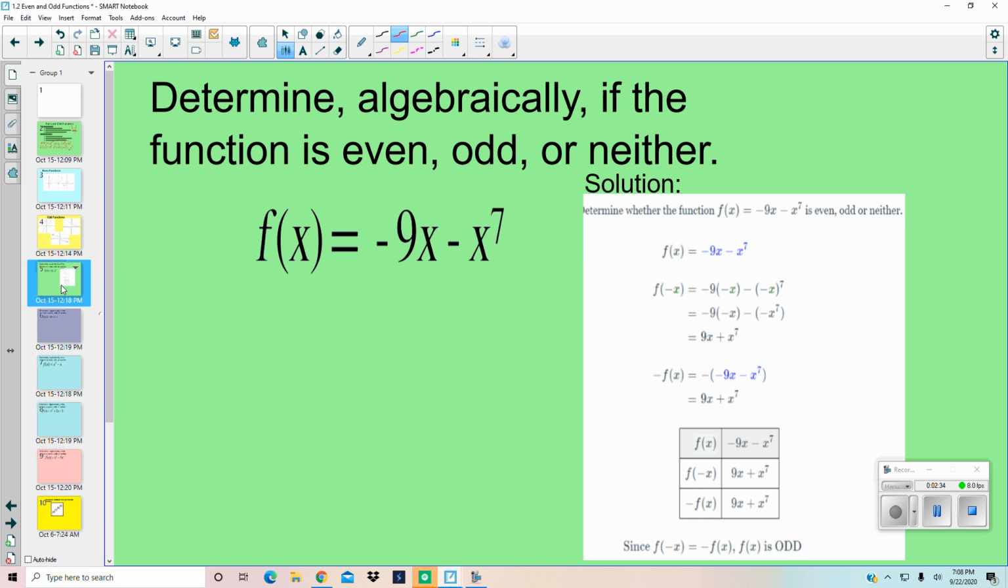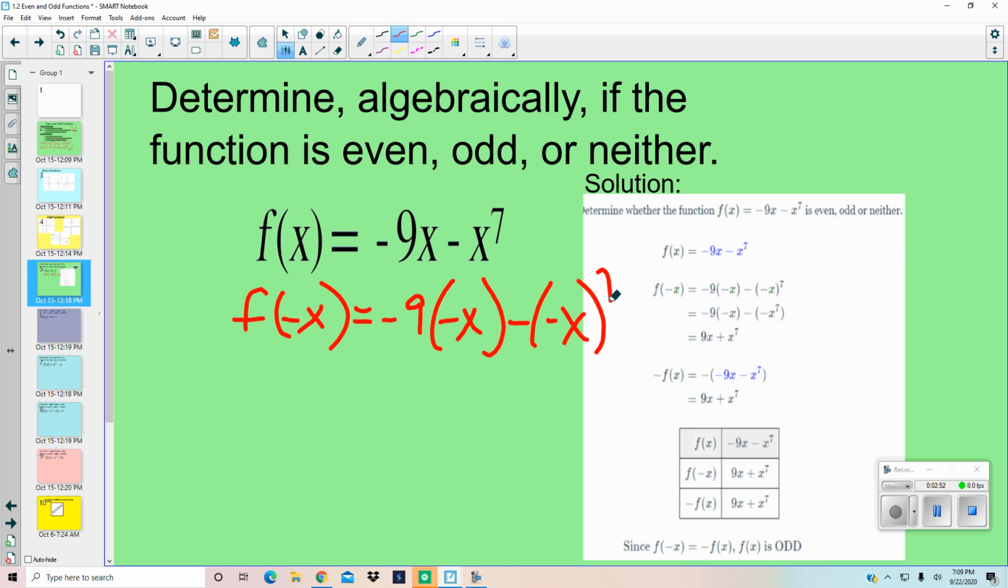All right, so here's an example that you'll see in Delta Math. And then I have the solution written out here too, so you can see what they're going to be showing you. You have to plug in negative x, because you're going to be doing the algebra. So if I plug in negative x for every x, and basically I'm just rewriting what they did as the solution, but showing you that that's what you do. Then you do the algebra and simplify.